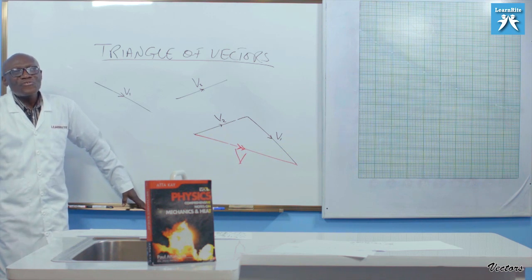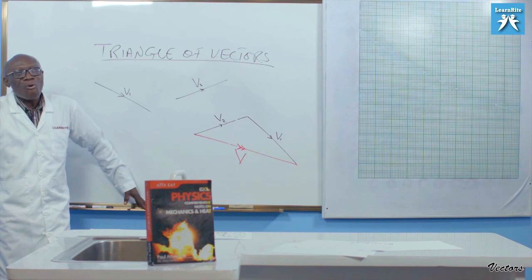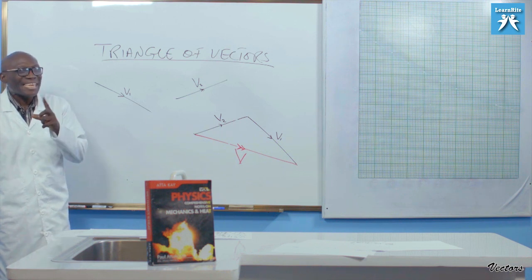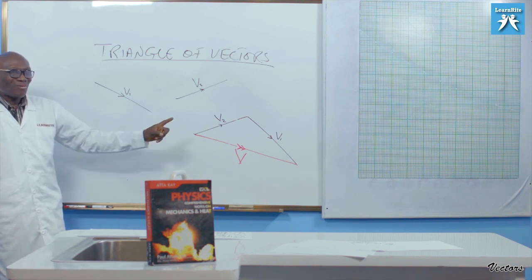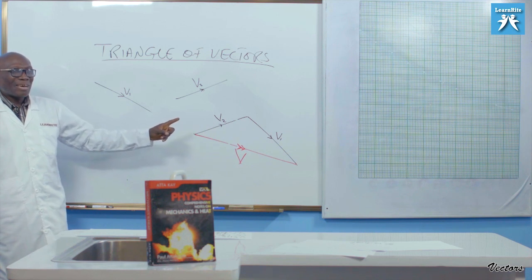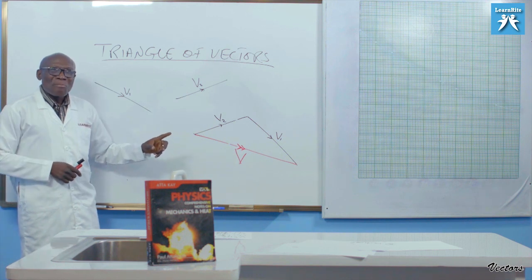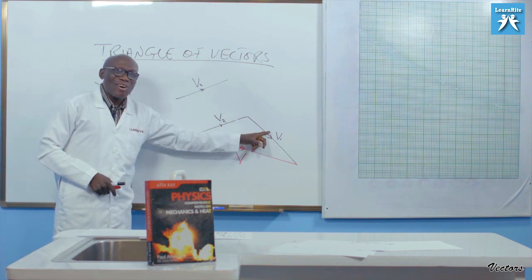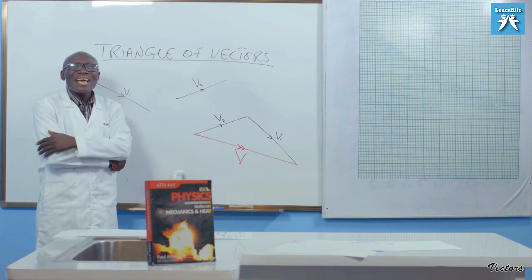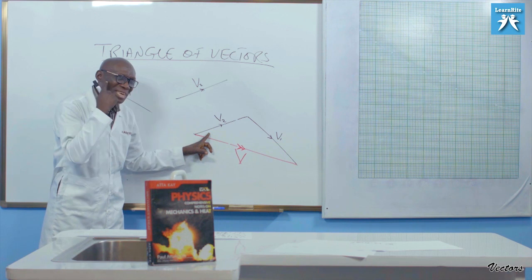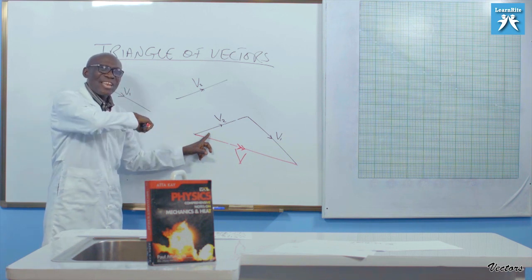When two vectors acting at a point can be represented in magnitude and direction by the sides of a triangle taken in order. Did you hear that? Taken in order.